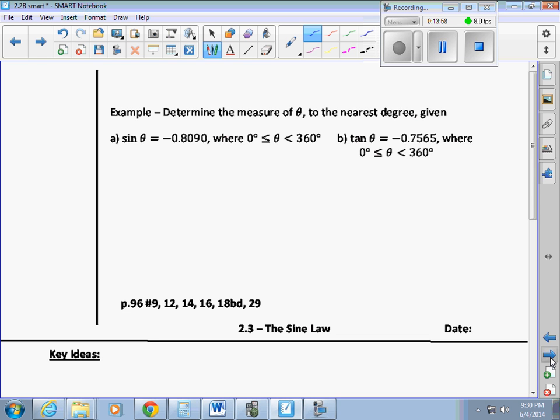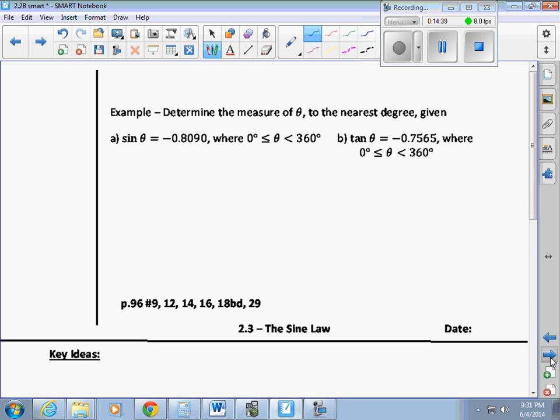Okay, the next one says determine the measure of theta to the nearest degree given sine of theta is equal to negative 0.8090, and theta has to be between 0 and 360. So you start with the same thing, even though they've given you this in decimal instead of giving you your special triangle ones. You can still solve this.